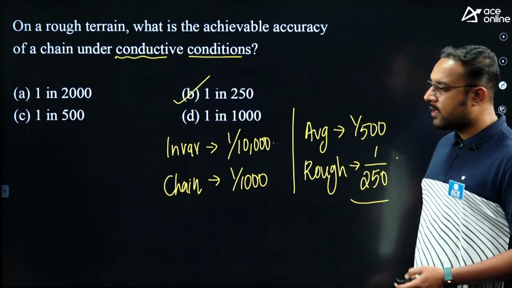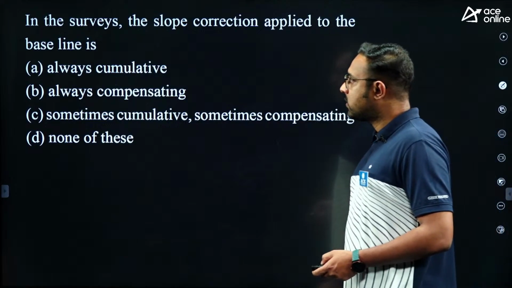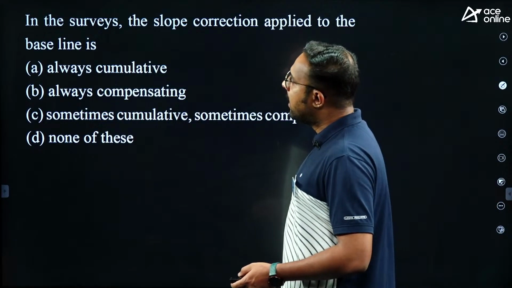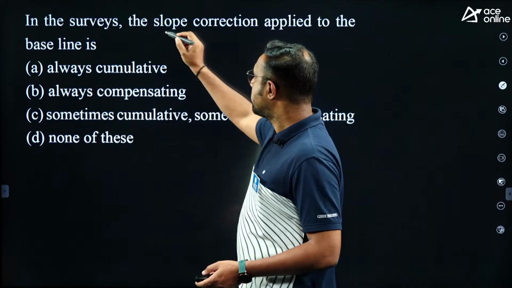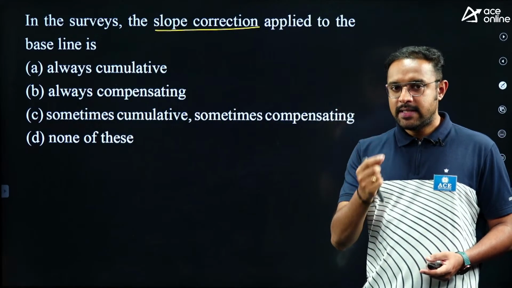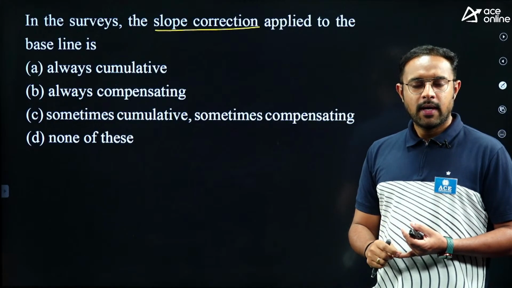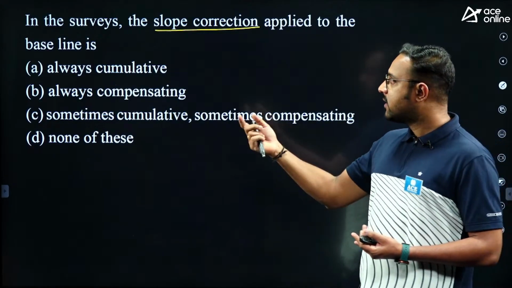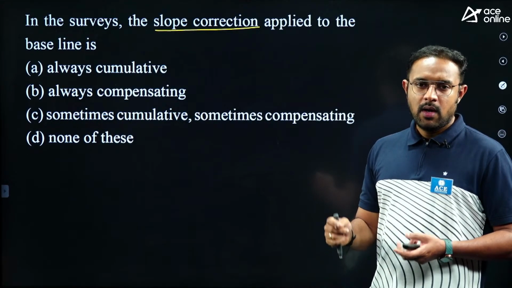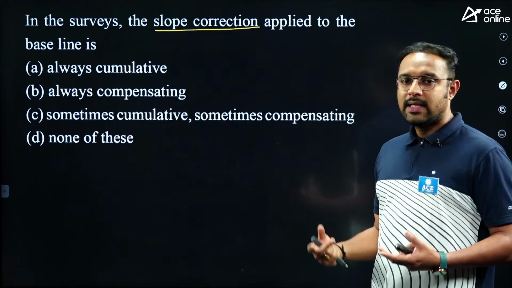So this is another important area for chain surveying. Let us look at the next question here. In the surveys, the slope correction applied on the baseline is dash. So what is the slope correction? So there are different types of cumulative errors I just mentioned in our previous question, right? For example, correction for temperature, correction for pull. Another correction that we have is correction for what? Slope, right? Now please remember, what is the effect of slope? The effect of slope is always to increase the distances.